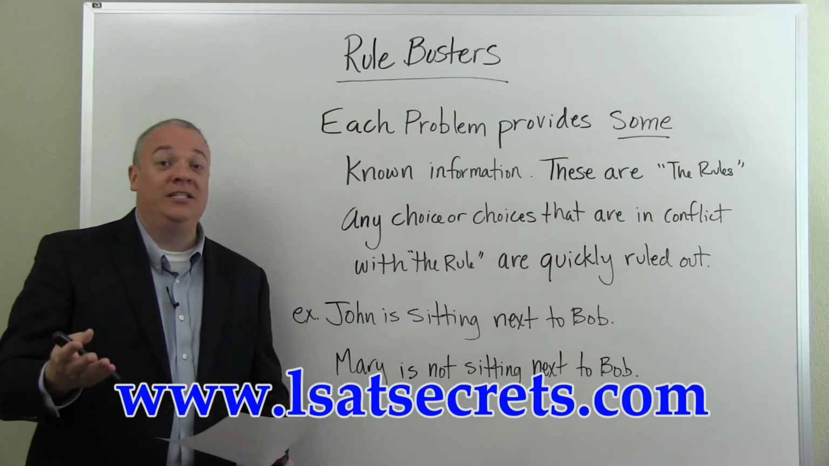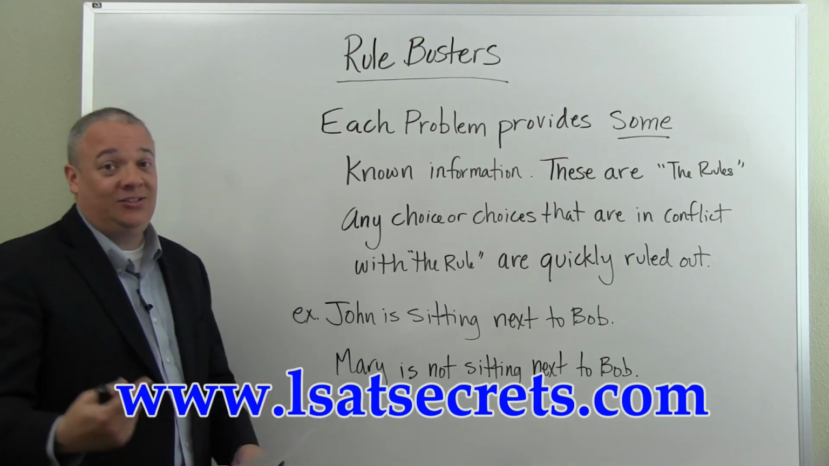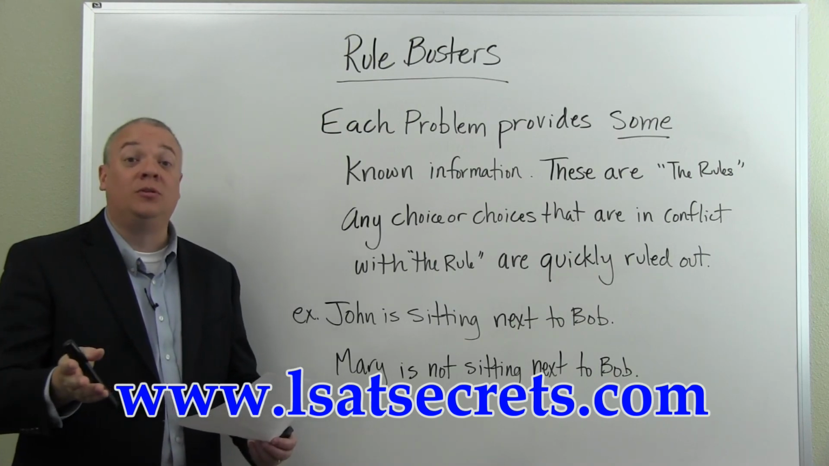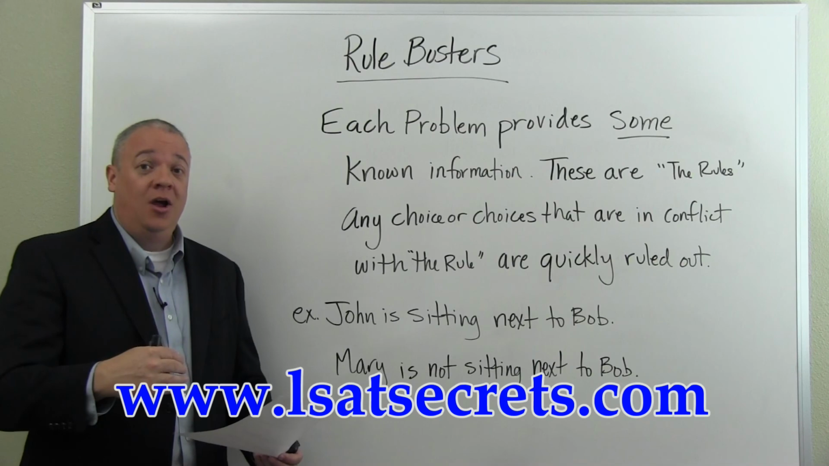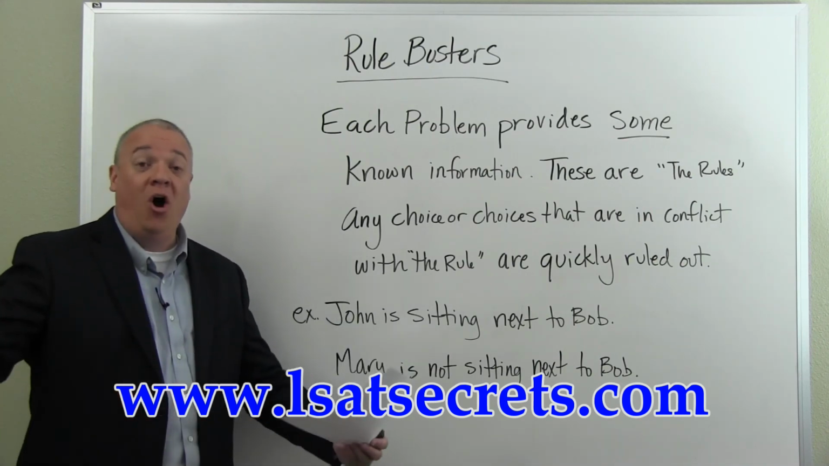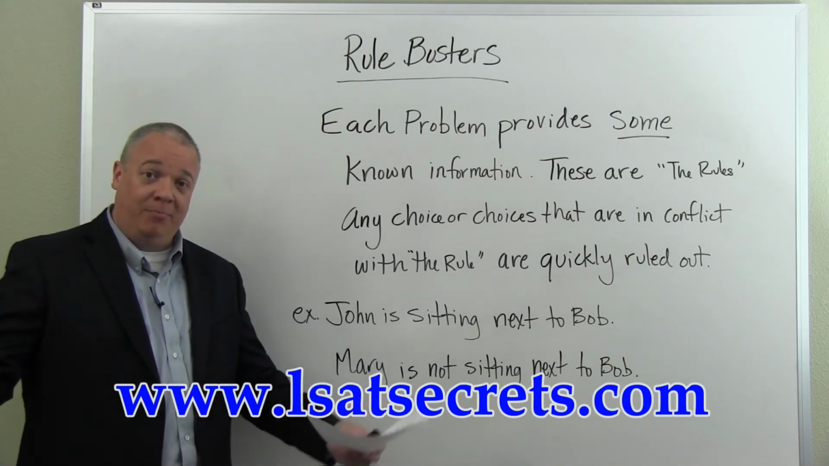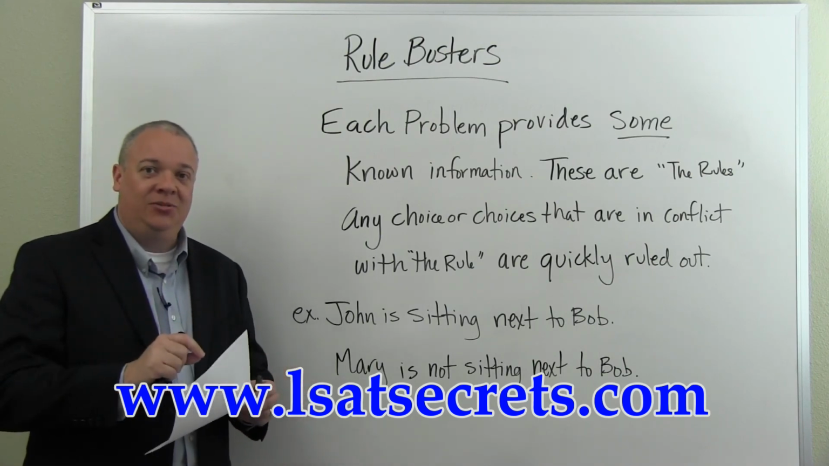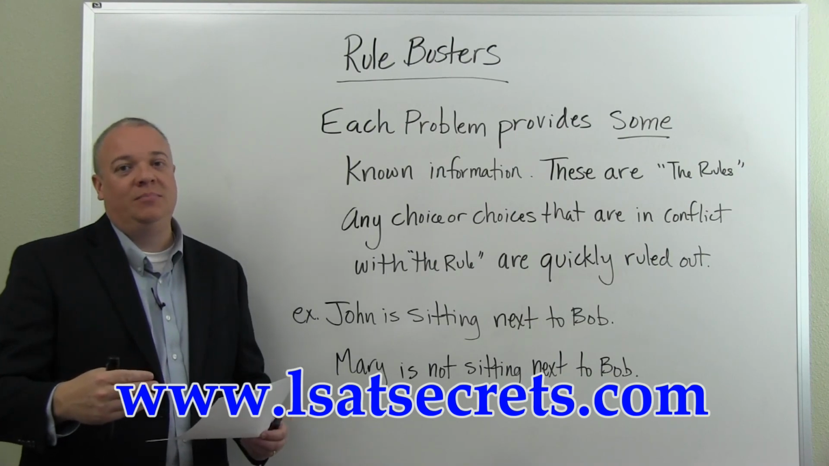So to give just a couple of very simple examples, the first one is John is sitting next to Bob. This is the rule. Any of the answers, therefore, underneath this information, which have John and Bob not sitting next to each other or apart, can be automatically ruled out because that information, them sitting apart, is in conflict with the rule that they must be sitting next to each other. And you've already then narrowed the possibilities and choices beneath it.